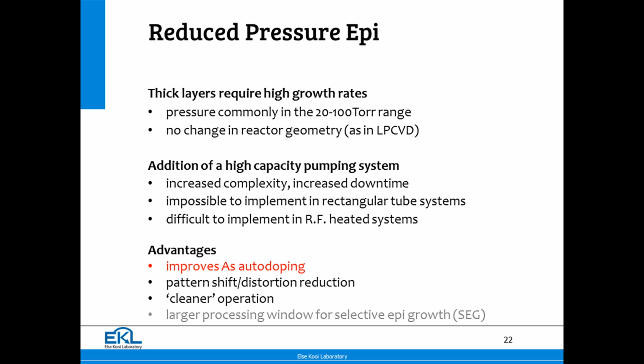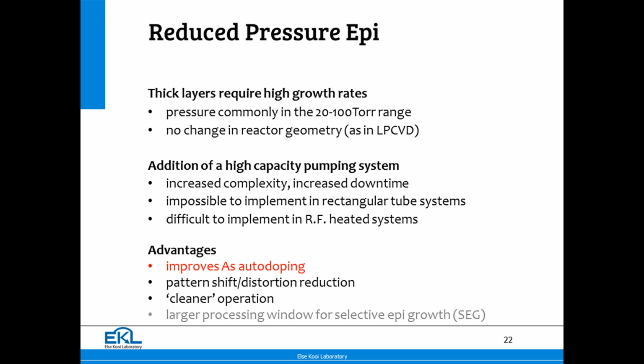And it is very difficult to implement in RF heated systems because when you draw a vacuum and you reduce the pressure, you ignite a plasma. And plasma enhanced CVD comes in handy when you want to grow silicon nitride and silicon oxide. And it's a disaster for epi because it releases contaminants. And you get a very contaminated layer. So in fact, in RF heated systems, you cannot use reduced pressure.